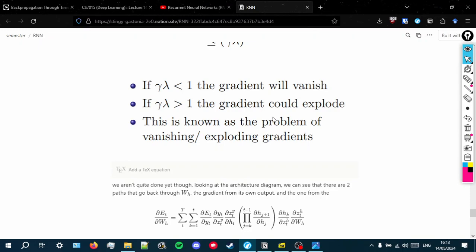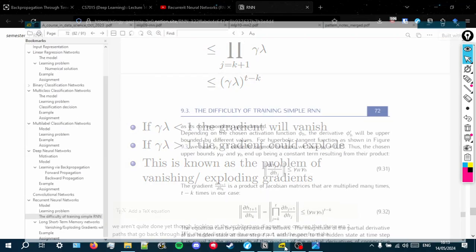If the weights are moderate, we'll usually have a vanishing gradient problem because the gamma itself, because of the tanh function, will be less than 1 and it will eventually just vanish to 0. So that is the idea of it.